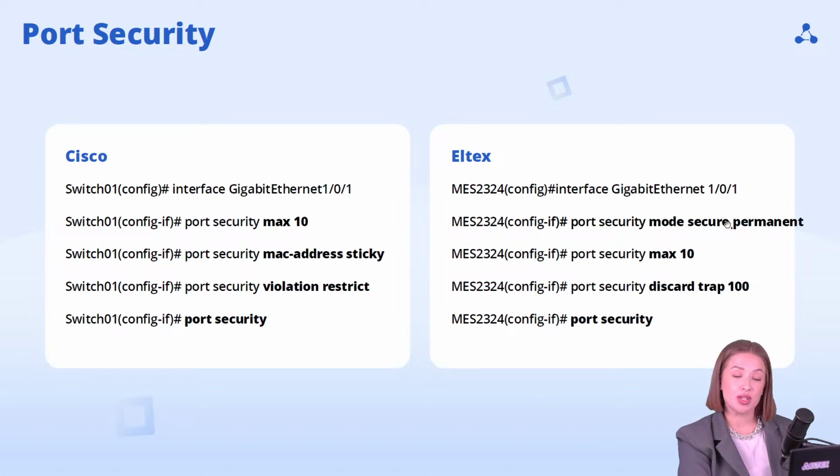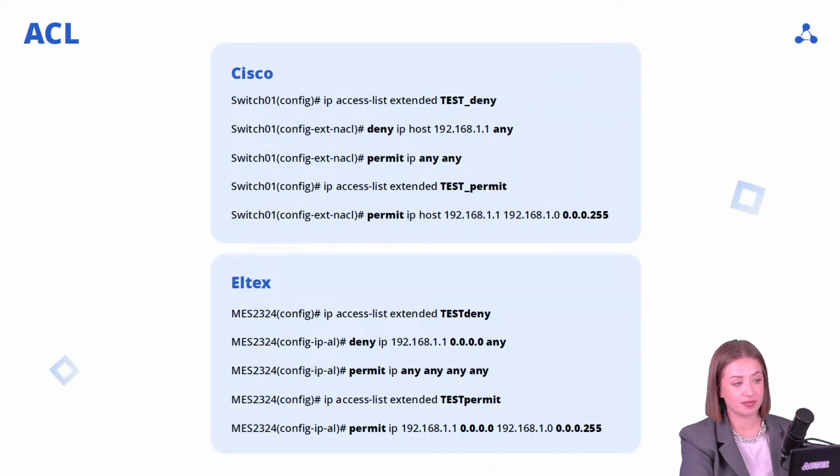In this mode, a limited number of MAC addresses are pre-configured and saved to the configuration. You can also set the maximum number of MAC addresses that can be learned behind the port and choose the violation type when a packet arrives from an unknown MAC address. In our case, it's discarding the packet and all the traffic that will come from the unknown MAC address. And with the last command, we just turn on the feature on the interface.